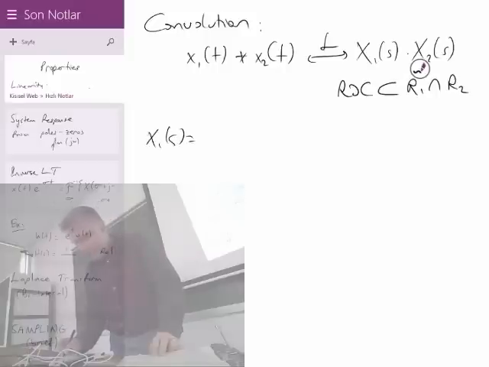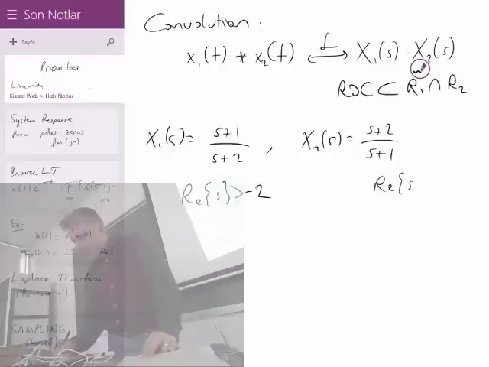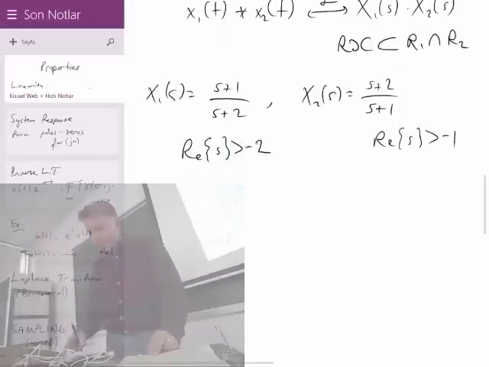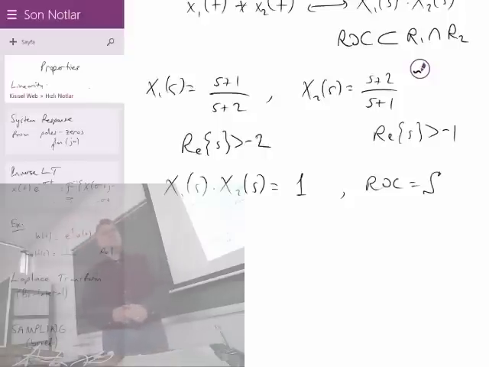For example, X1 of S is equal to S plus 1 over S plus 2, and X2 of S is equal to S plus 2 over S plus 1. They are just inverses of each other, inverse systems. And this one has a region of convergence, real part of S greater than minus 2. This one has real part of S greater than minus 1. And when you multiply X1 of S and X2 of S, you will get a 1. And the region of convergence will be the entire S-plane, because they will cancel everything. We don't have a zero, we don't have a pole. That's always possible.